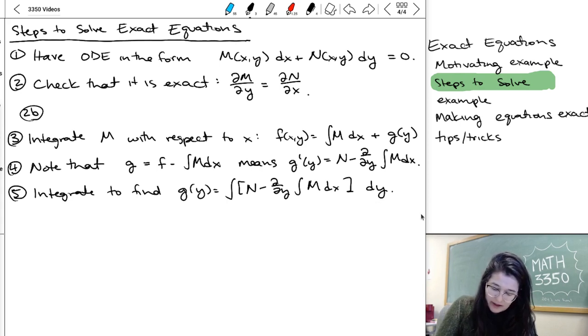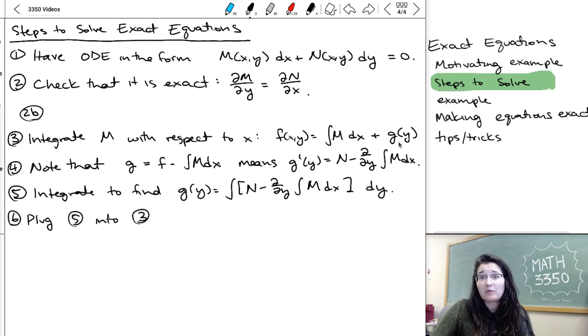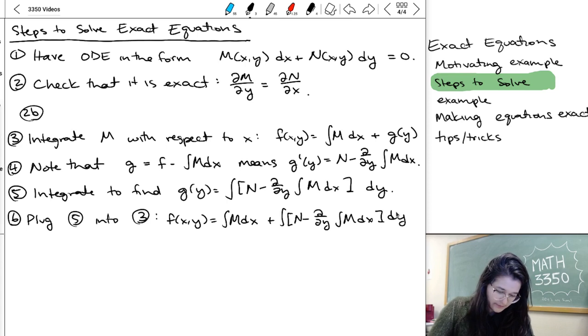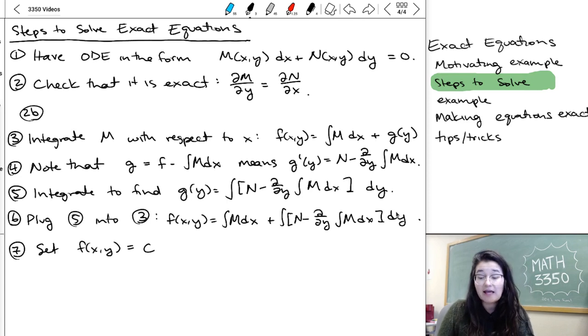And then we're going to go ahead and plug that thing we just evaluated into this third step right here where we had g that we didn't know. In the previous step we found g, so we just plug it in. And we will go ahead and get that f of x, y is that first integral we took plus that second integral that we just took. And then we're going to set that function f equal to c for some unknown constant.